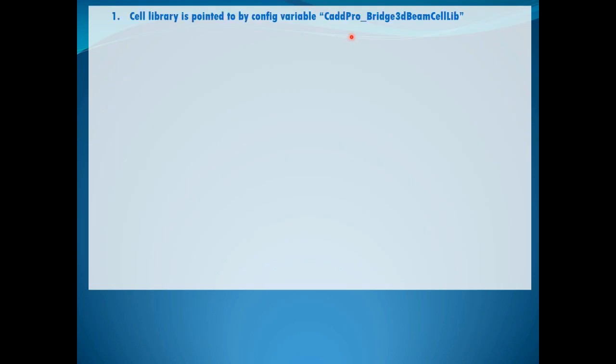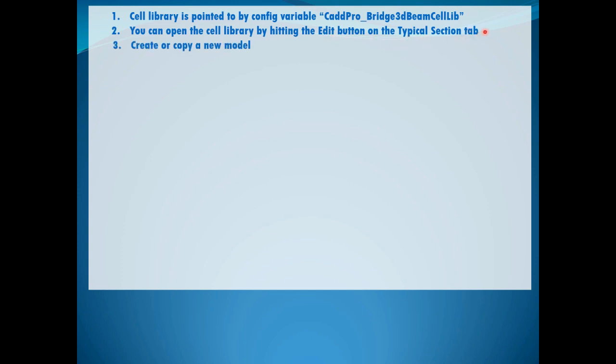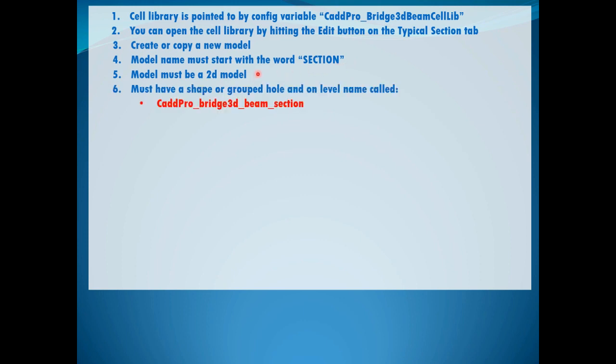Okay, just to recap on those main points, the cell library is pointed to by a configuration variable called CaddPro Bridge 3D Beam Cell Lib. You can open the cell library by hitting the Edit button on the Typical Section tab. You can either create or copy a model. The easiest way is to copy a model. The model name must start with the word section. The model must be a 2D model.